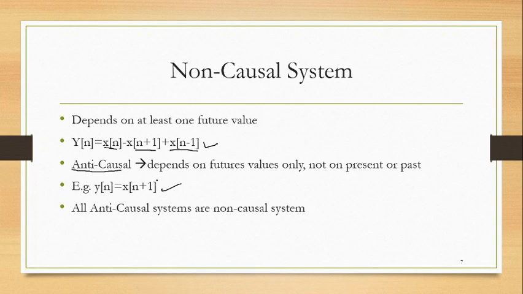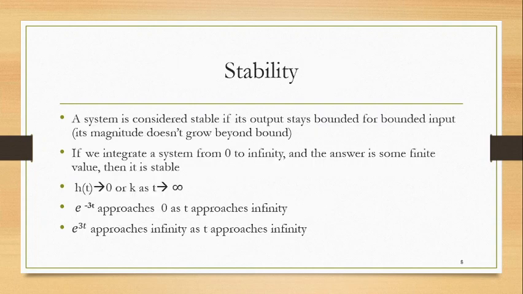Remember that it is also a non-causal system because an anti-causal system is a subset of non-causal systems. So all anti-causal systems are non-causal systems, but not necessarily all non-causal systems are anti-causal systems. Anti-causal systems only depend on future value. A non-causal system has at least one future input, so it can have present or past input in addition to one future input.